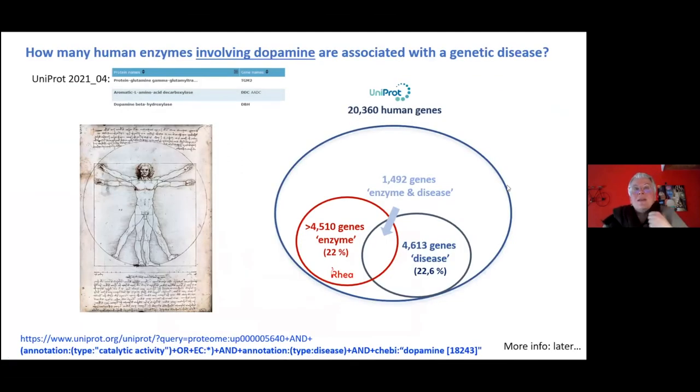As I said at the beginning, this type of information allows us to do queries such as: how many human enzymes are involved with dopamine and are associated with a genetic disease? If you do the query, you see that there are three genes which are involved in dopamine metabolism and associated with a genetic disease.